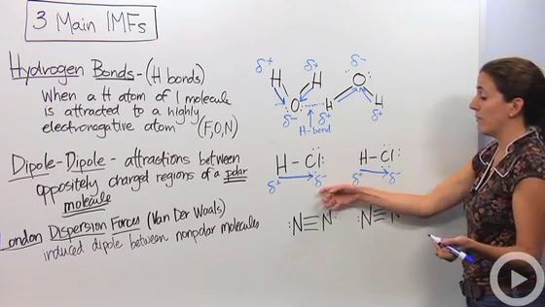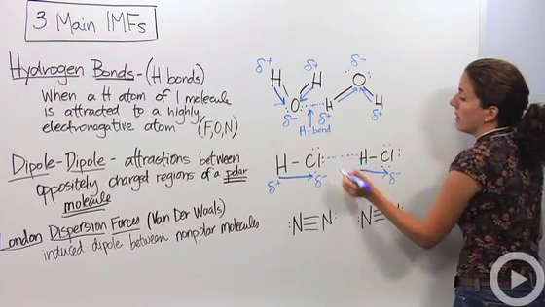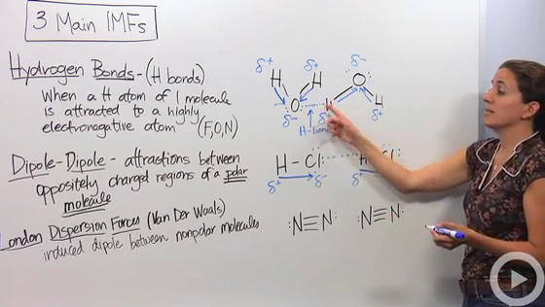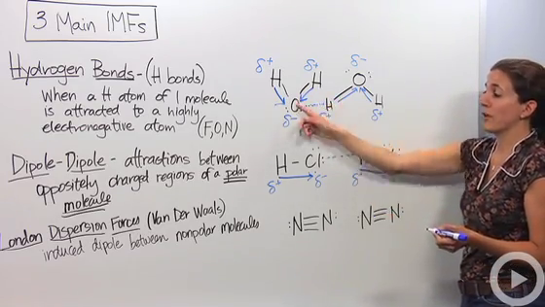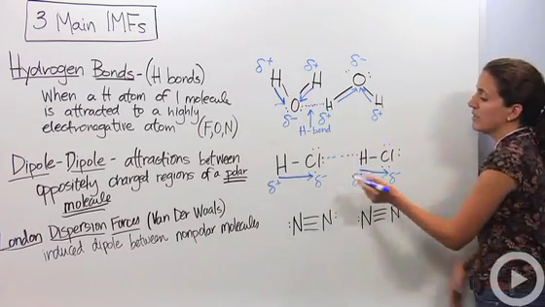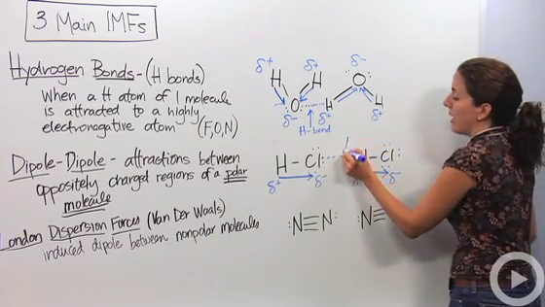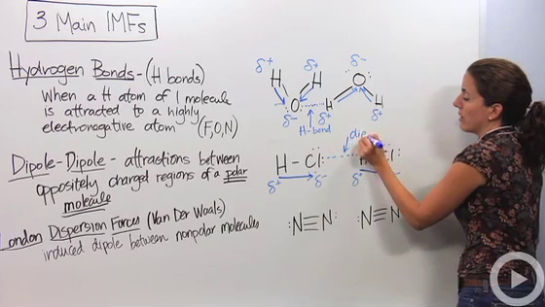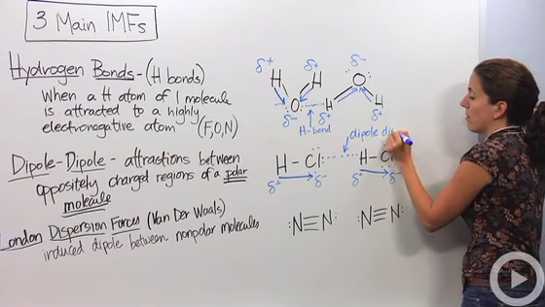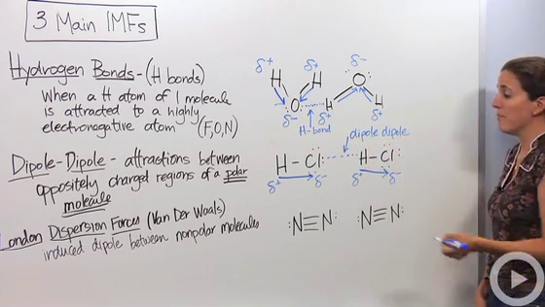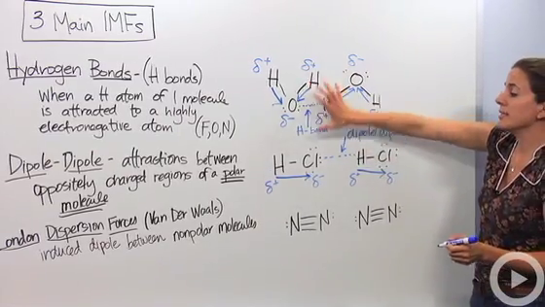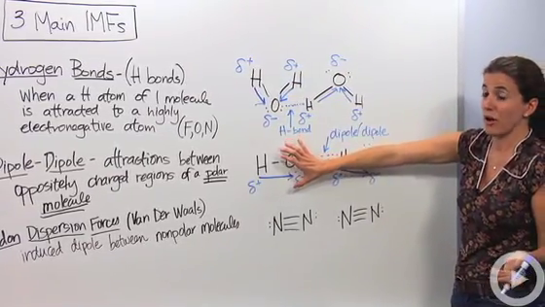And again, we know that negative and positive attract. It's very similar to hydrogen bonding, but these atoms differ much less in electronegativity than those in hydrogen bonds. So this is not as strong. This is the dipole-dipole interaction. So hydrogen bonds are the strongest, and dipole-dipole interactions are strong, but not as strong.